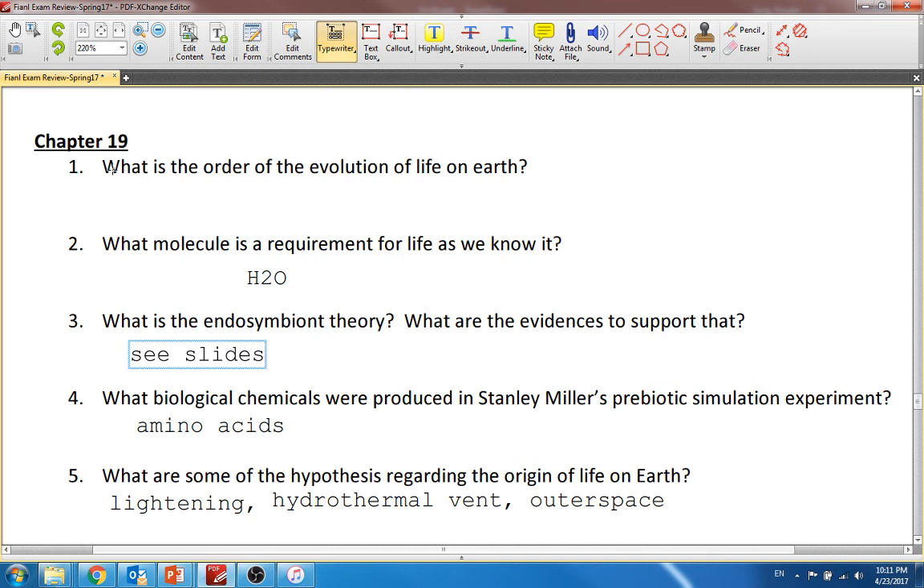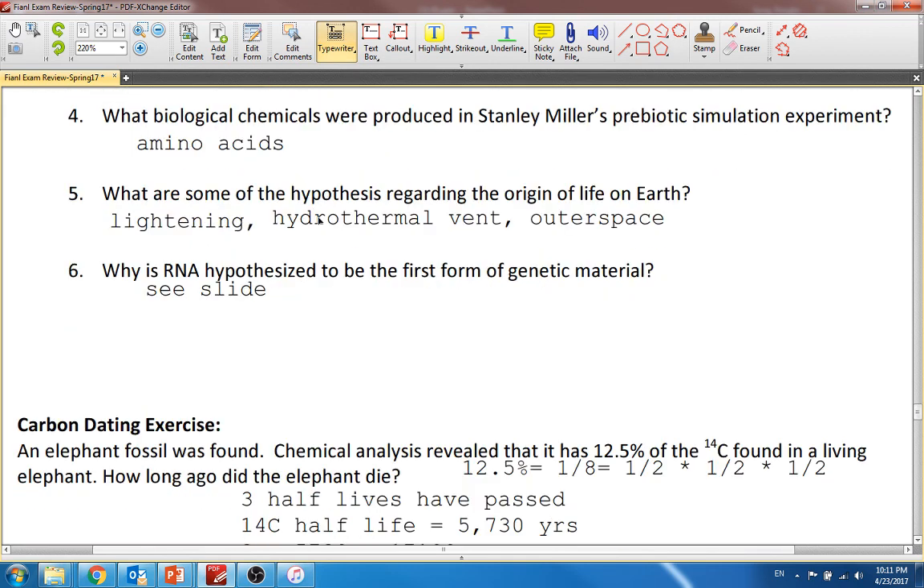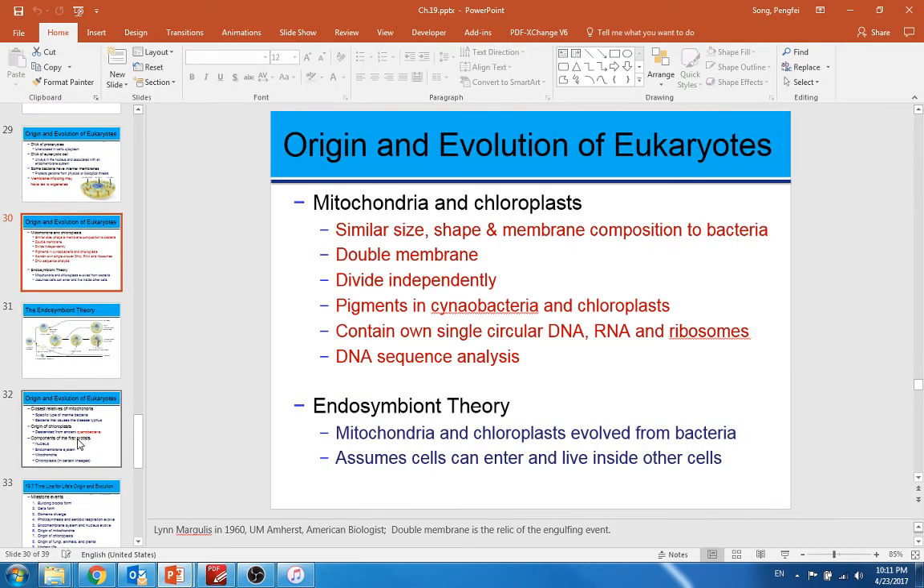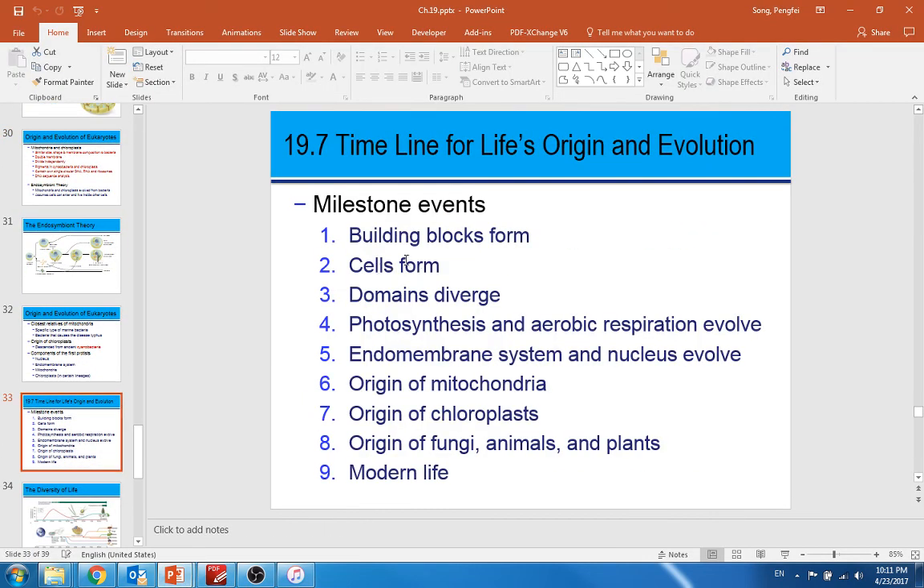Question number 6. What is the order of evolution of life on the Earth? So basically, you can refer to slide 33 of chapter 19. There are 9 steps. Step number 1, building blocks formed. Think about these proteins and lipids, polysaccharides, and RNAs form. Number 2 is cells formed. Think about the first protocell assembling all those biomolecules together into one entity.